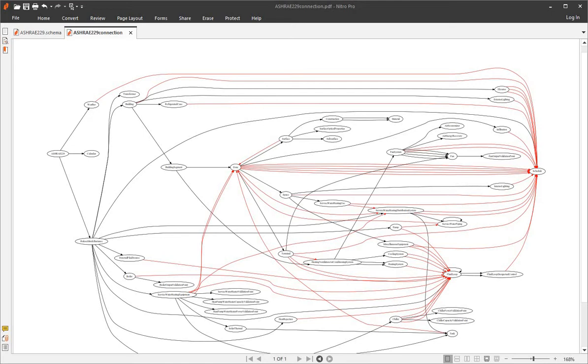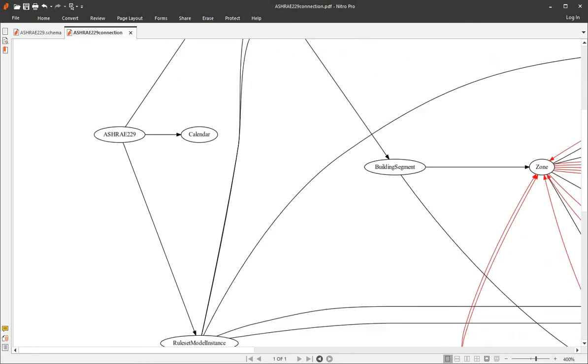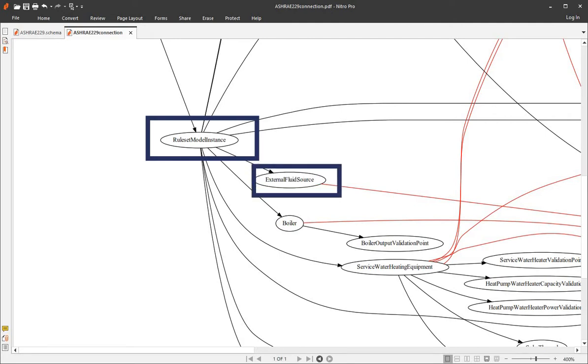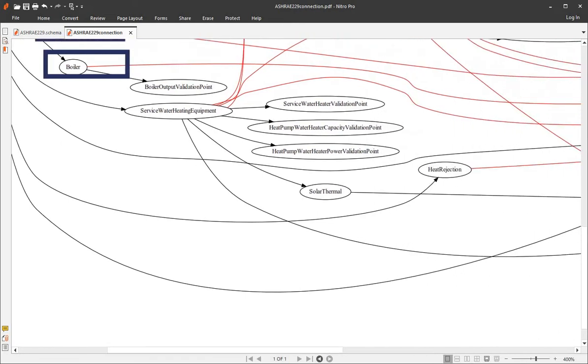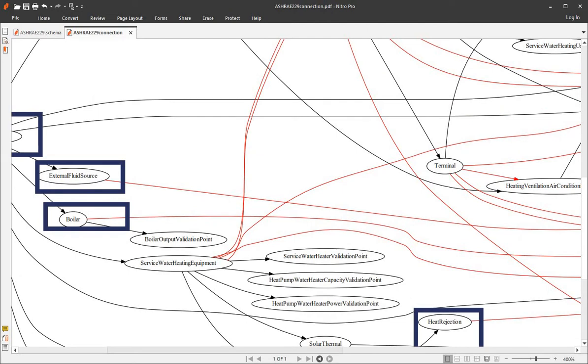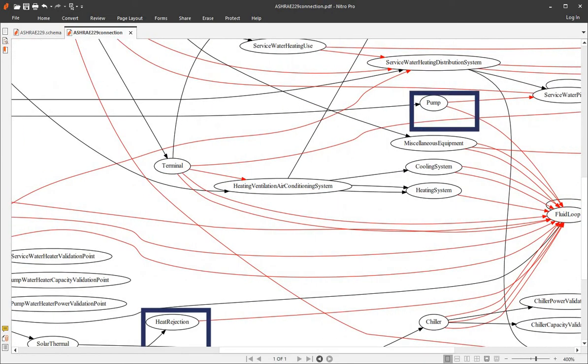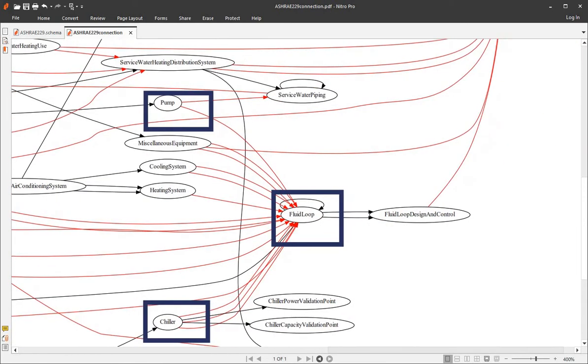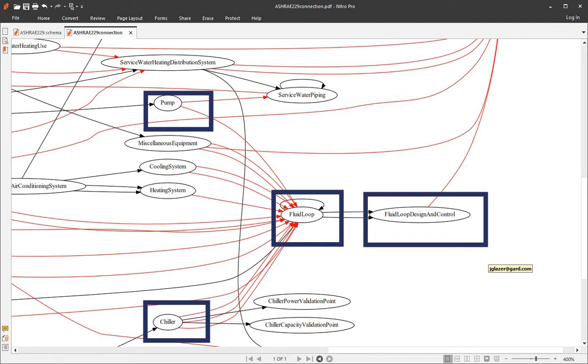The diagram on your screen shows the connection of all the different data groups, but we're going to be focusing primarily on the water side, which are near the bottom. So the rule set model instance is the home to many of these data groups. External fluid source, boiler, and also connected is heat rejection and pump, and I know it's hard to tell, but chiller. And then these in turn all point to fluid loop, which points to fluid loop design and control. So that's how the main pieces fit together. And also let's keep in mind that air conditioning systems, the air side of the HVAC system, the cooling system and the heating system also point to the same fluid loop.